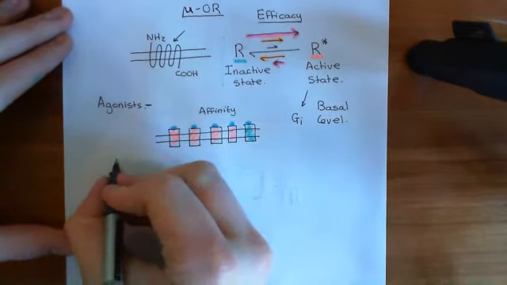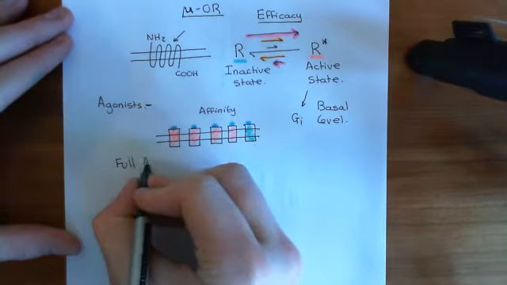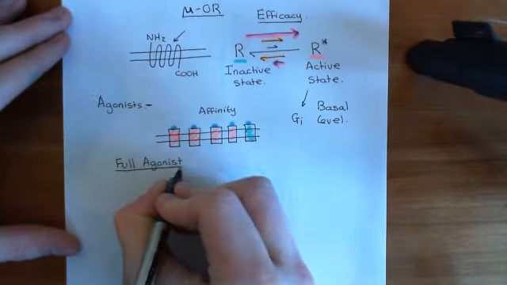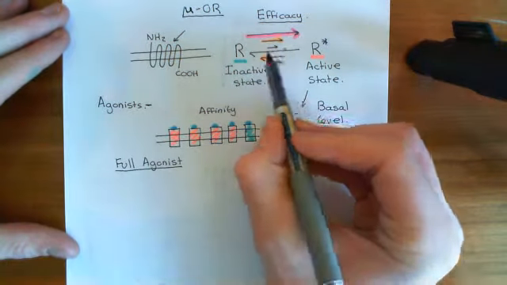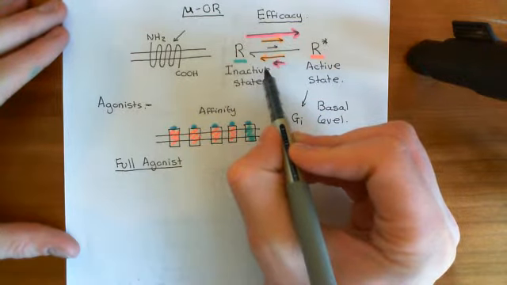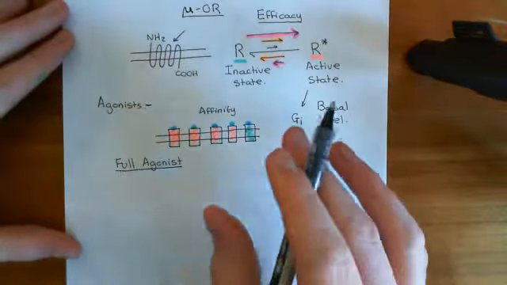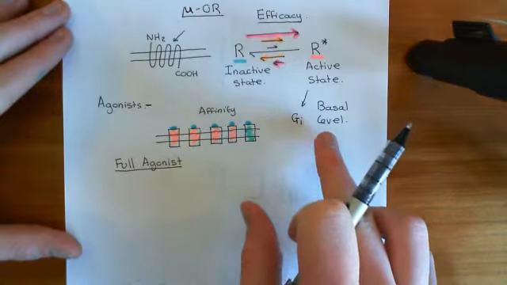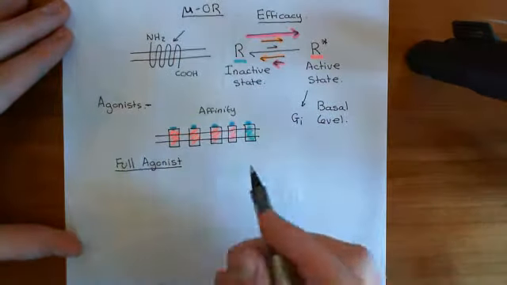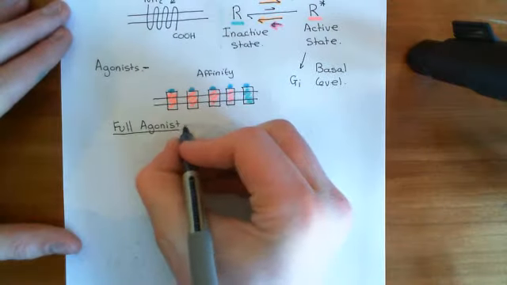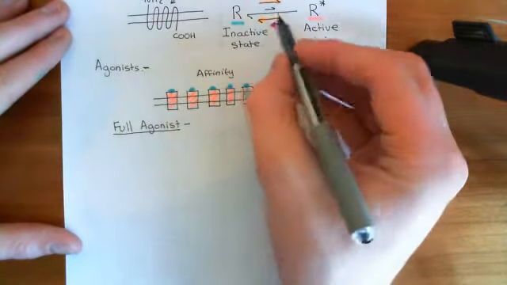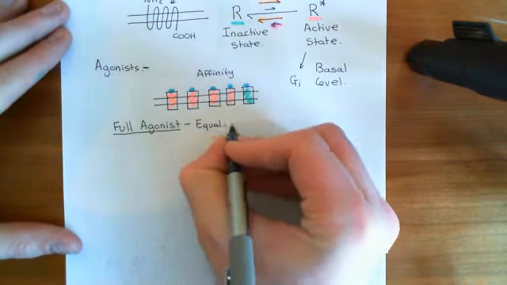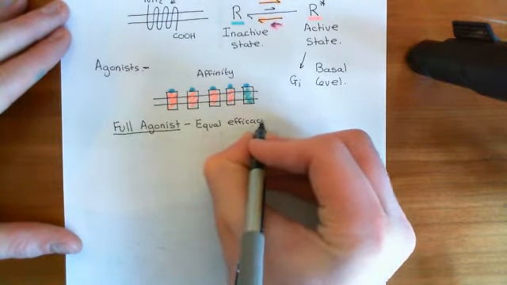Okay, let's do the terms then now. What's a full agonist, what's a partial agonist, and what's an antagonist, and what's an inverse agonist? So basically, you will notice that there are different levels of agonism. A full agonist is one which produces the same level of downstream activation as an endogenous ligand. So these are drugs which will have an equal efficacy to the endogenous ligand.